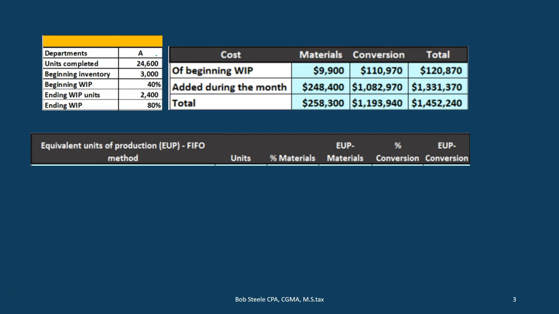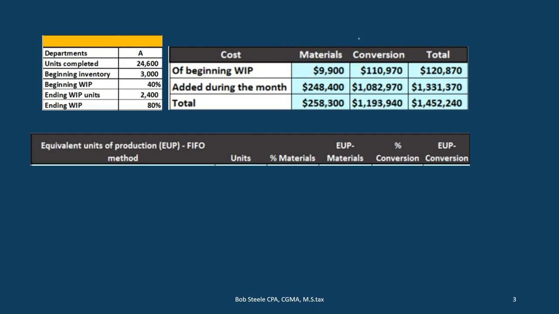allocating the costs to a particular process. In this case, we're going to have process A and process B, department A and department B, and follow the costs through that flow in this way. All right, so we have the information in terms of units over here. We have the information in terms of costs. This is typical information that would generally be given within a problem of this kind when we're calculating the equivalent units. We have the materials and the conversion that we're talking about.